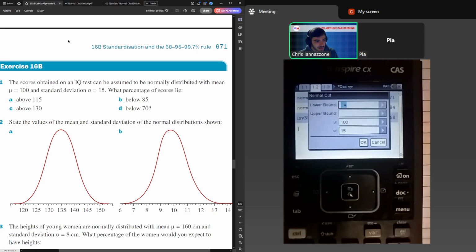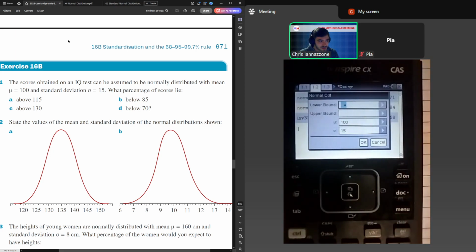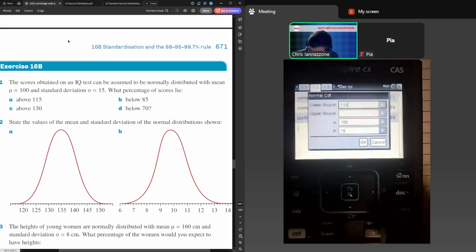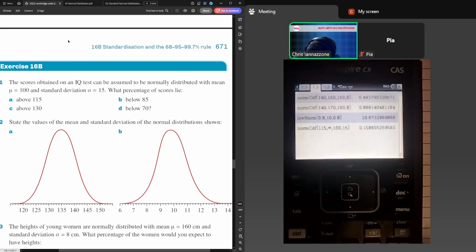But no, upper bound, if it's not specified, the value you choose is infinity, right? If it's above 115, totally unbounded, then 115 is your lower, and you choose your upper bound to be infinity. So even though it makes no sense for an IQ to be infinity, when you're using normal distribution, you kind of got to switch that part of your brain off a little bit. You can't just think, what is the biggest IQ possible? You shoot them off to infinities. That's going to get you roughly 16%. So that's the tech active way.